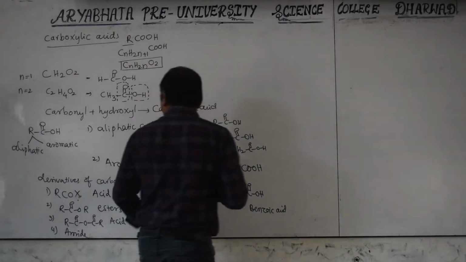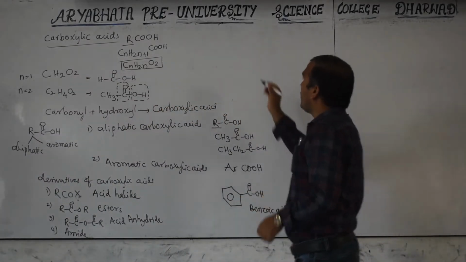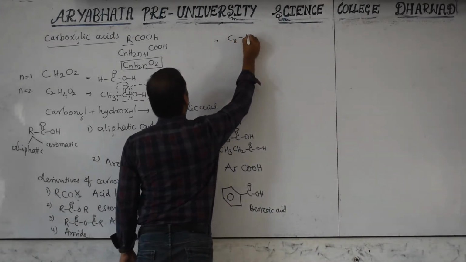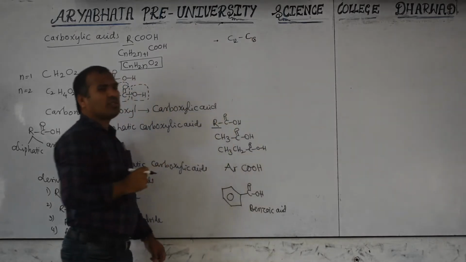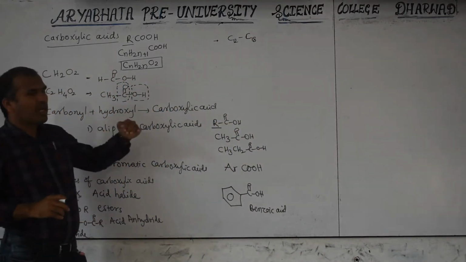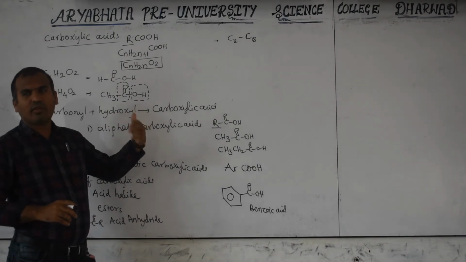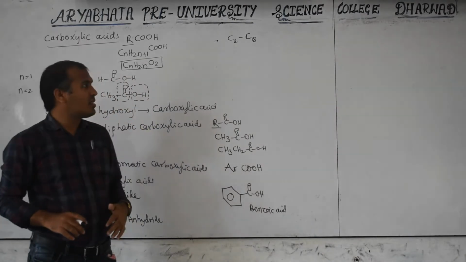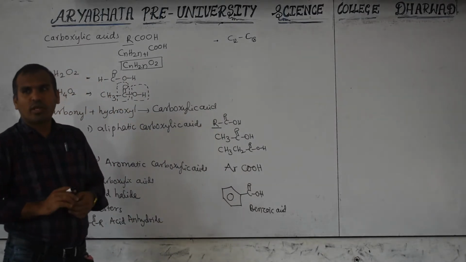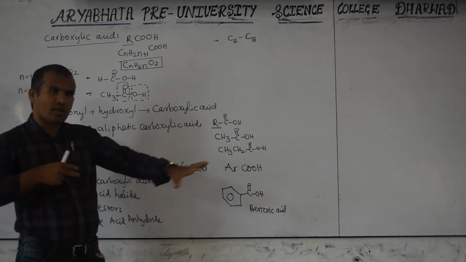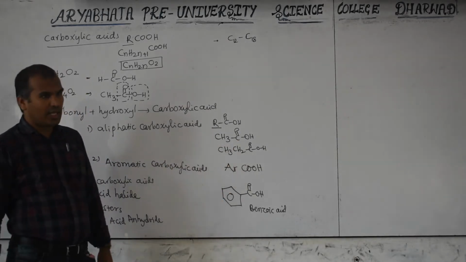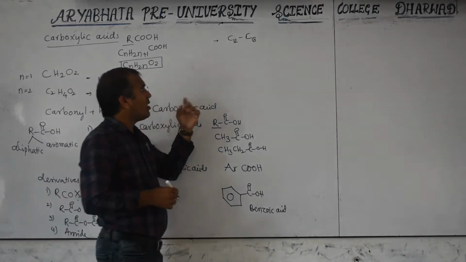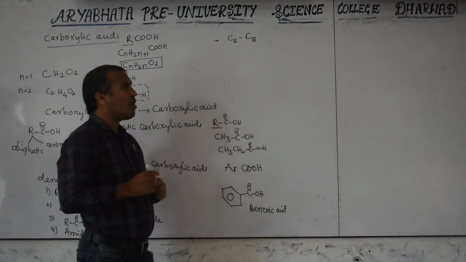Next, see, in carboxylic acids, C12 to C18. It means how many carbons are there? Nearly 12, 13, 14, 15, 16, 17, 18. You may know it from 10th class level. Soap, what is that? Sodium or potassium salts of long chain carboxylic acids. That is called sodium stearate. Sodium stearate has nearly 17 carbons. So these are long chain carboxylic acids.